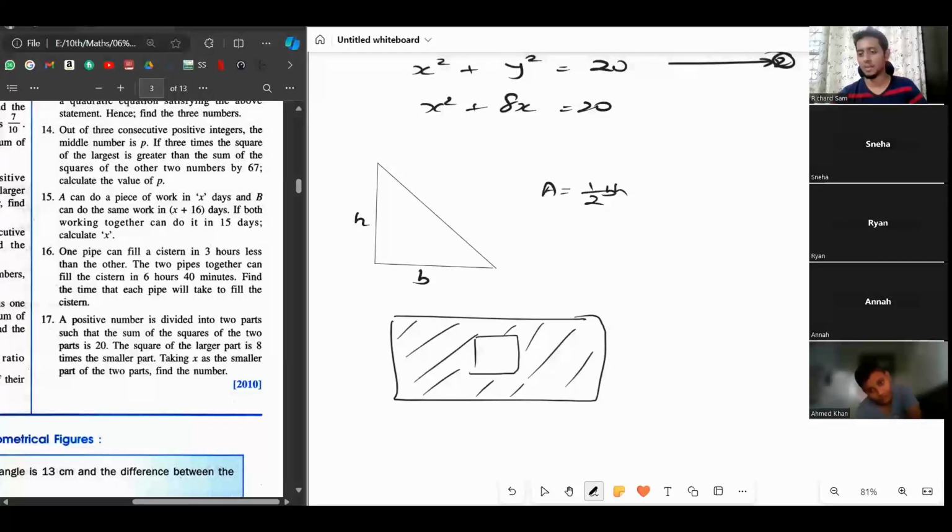Then area of rectangle minus the area of the square. Okay. Yeah. So all of these will come in this. Whatever you have studied in smaller classes, the perimeter of all these shapes, they come in these quadratic equations.